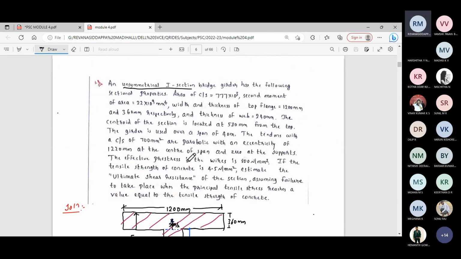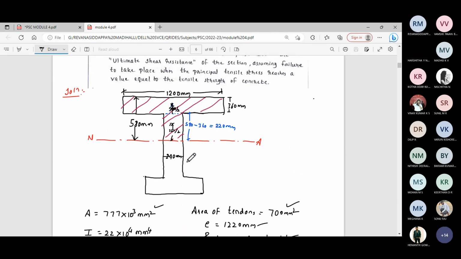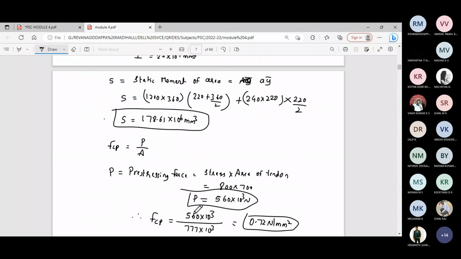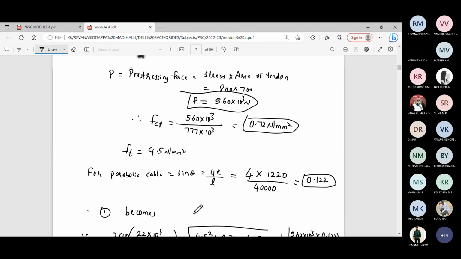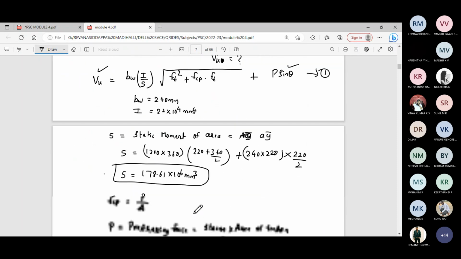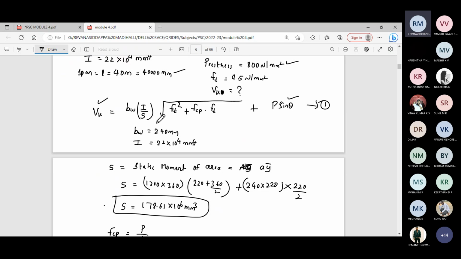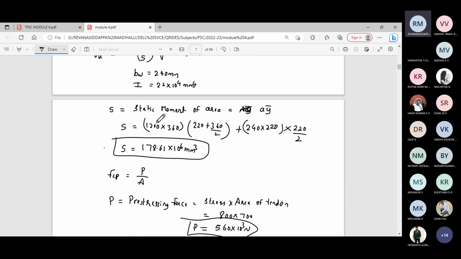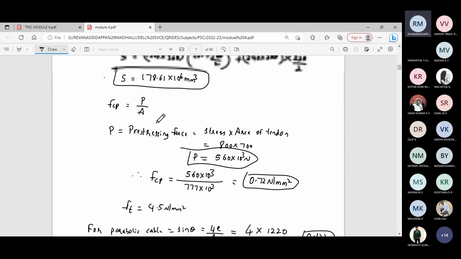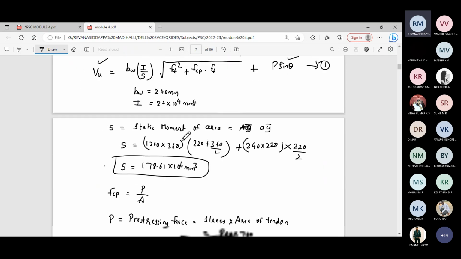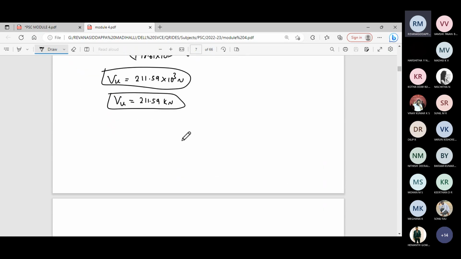Any doubts if you have, you can ask. So it is a very simple problem. You just need to remember this formula. One by one, you need to find all the parameters. Finally, if you substitute the values of all the parameters in this equation, you'll get the required answer, the ultimate shear resistance. Okay, thank you.